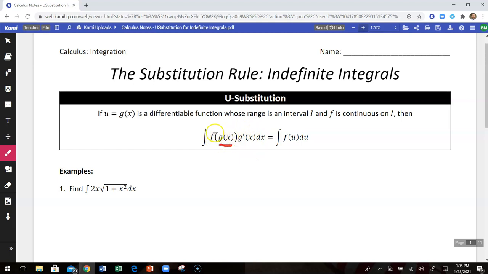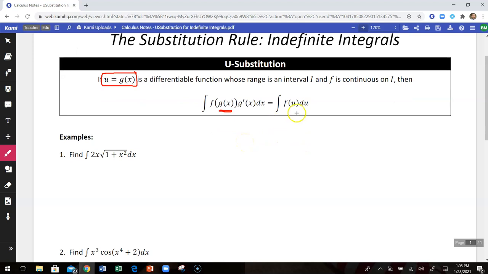If I recognize that function composition happening, I'm going to make a substitution where I say, let u equal g of x. If we let u equal g of x, we can replace a function with a single variable called u. It's also going to allow us to get rid of the derivative of that function. So the integral of f of g of x times g prime of x dx can simply be replaced with the integral of f of u du. Okay, so it sounds complicated.